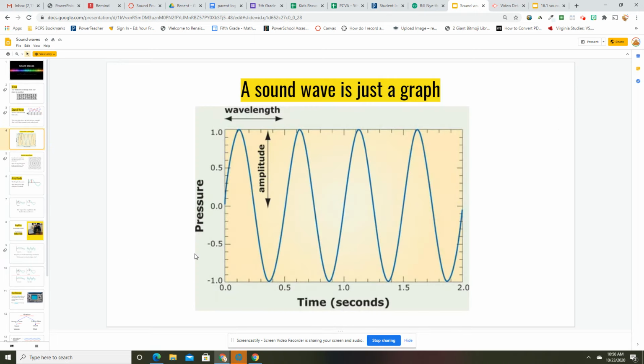So here is our wavelength graph. From here to here is the wavelength, okay? From one crest at the top to the next is a wavelength. The height from the bottom is the amplitude, how loud or soft something is. So this would be a very loud sound because it's a big amplitude.